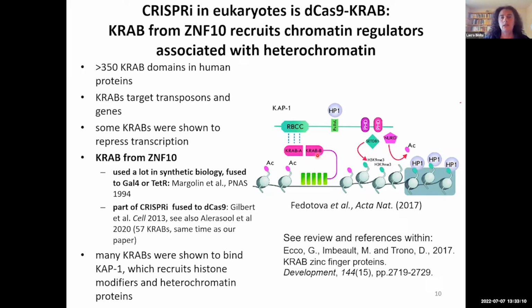So practically, recruiting KRAB, either in its natural context through zinc finger 10, or by fusing just the KRAB domain to deactivated Cas9, creates heterochromatin at the locus. And that has been shown by multiple groups at this point. And that's why it works so well as a repressor.